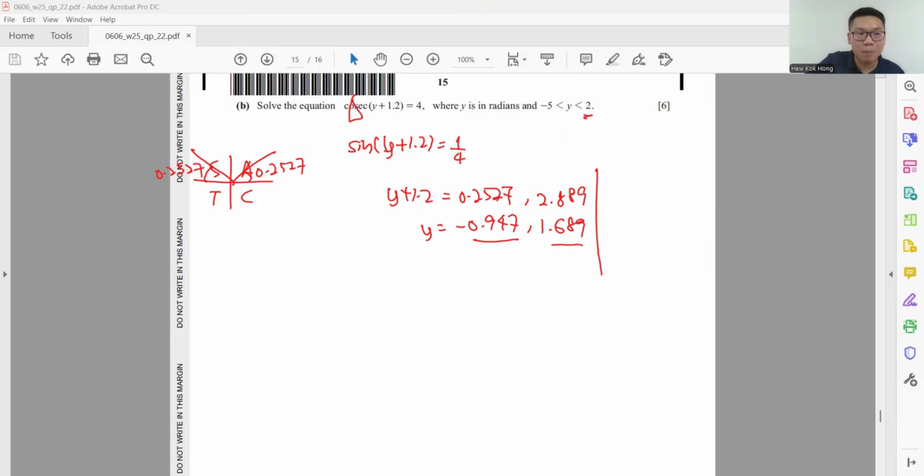We go to the negative part. From here to here is pi plus 0.2527, which is 3.39. But since this is going in the opposite direction, make sure you put negative. Minus 1.2. And this is already very close to minus 5, so we can close the file here. But if you feel not secure, you can try the second negative angle, using 2 pi minus this, and it's in the opposite direction. Minus 1.2. You know this confirms exit at minus 5 already. So we only have these 3 answers as our final answer.